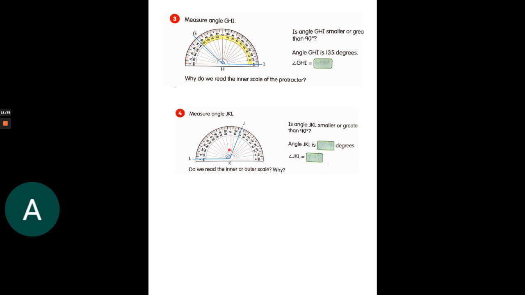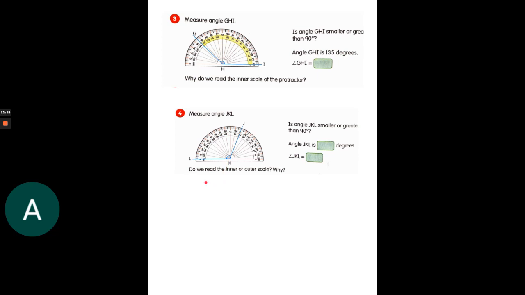Here is another one. So for this one, we are reading the inner scale, I beg your pardon. Here we're going to look at how LKJ or JKL, is it smaller or greater than 90 degrees? Just by looking, we can see that it is greater than 90 degrees. When we read our protractor, if we were to use this first one here, it would come up with 70. Well, 70 is less than 90, so that would mean it's acute. So we need to use the outer scale.